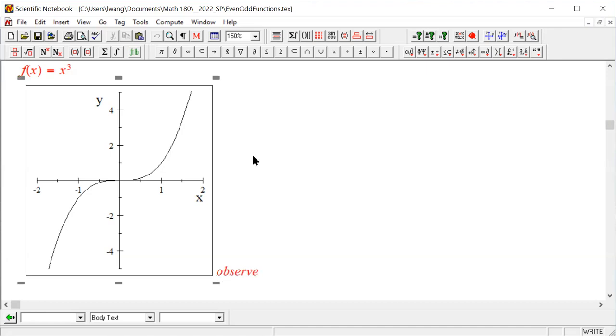We need to observe f of x and f of negative x to see if they are opposite to each other. Okay. All right. So suppose we pick an x.